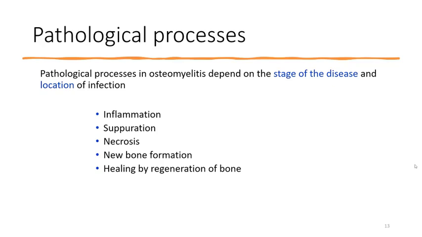Here I have listed out a number of basic pathological processes that are involved with acute osteomyelitis, but these depend on the stage of the disease and the location of infection. Basically, if you describe acute osteomyelitis, you have to think about acute inflammation, suppuration, necrosis, new bone formation, and healing by regeneration of bone. Those are the pathological processes involved with acute osteomyelitis.